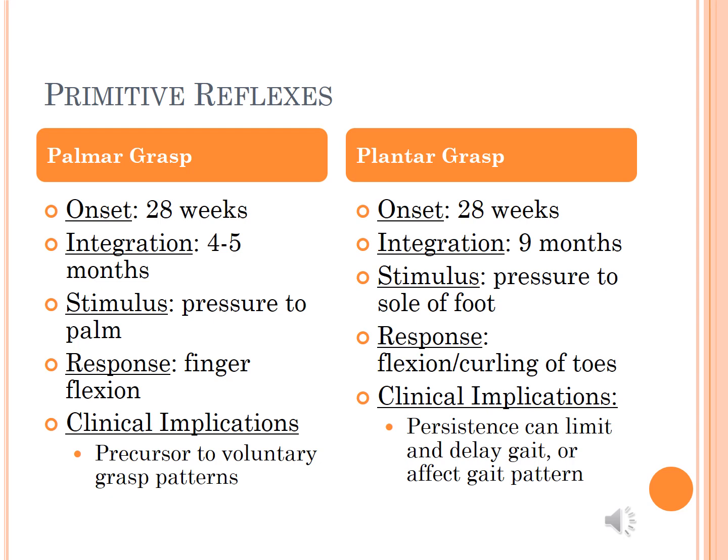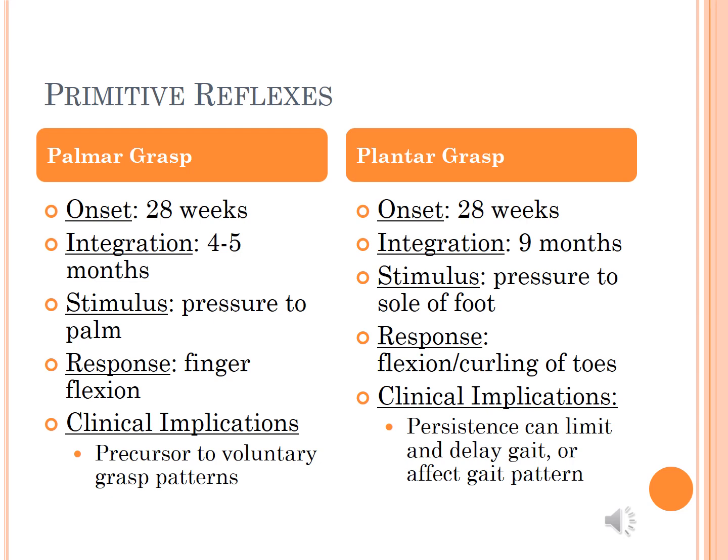All right, the next reflexes we're going to talk about are palmar and plantar grasp. So both of them, onset is about 28 weeks gestational age. Palmar grasp goes away earlier than plantar grasp. So the stimulus for both of these, for palmar would be an adult's finger pressing right into the palm of the baby's hand, and they're going to grasp your finger.